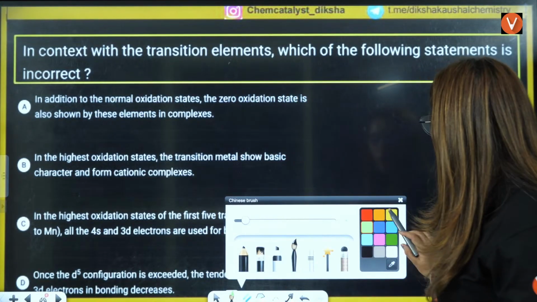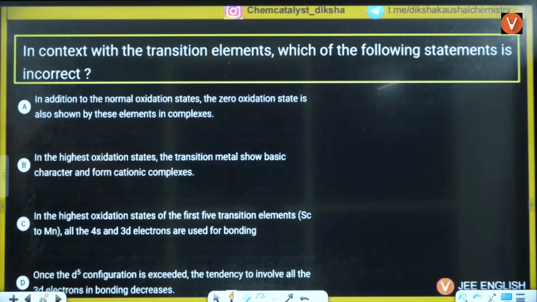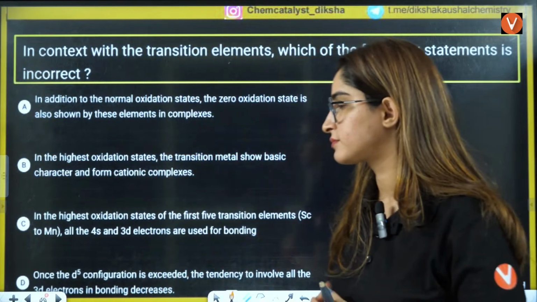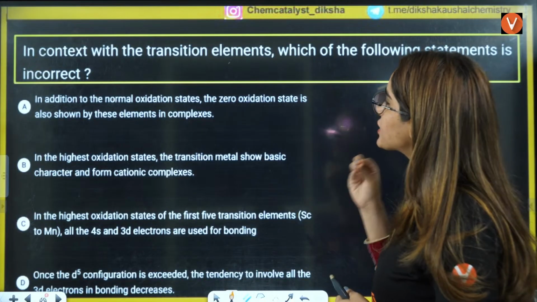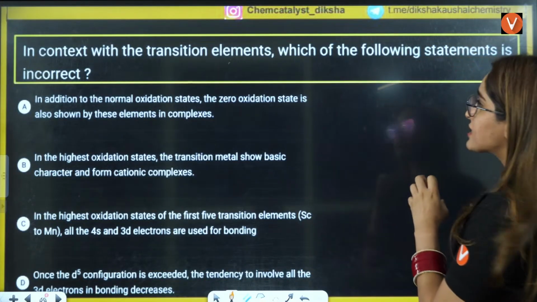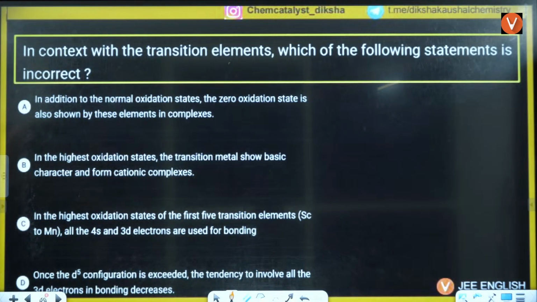Next one on your screen, a theoretical question. Students, theoretical question on your screen, right? In context with the transition elements, which of the following statements is incorrect? Guys, I'm waiting for your answers.